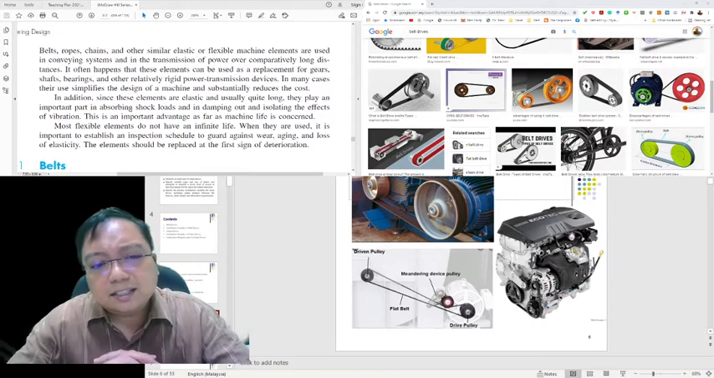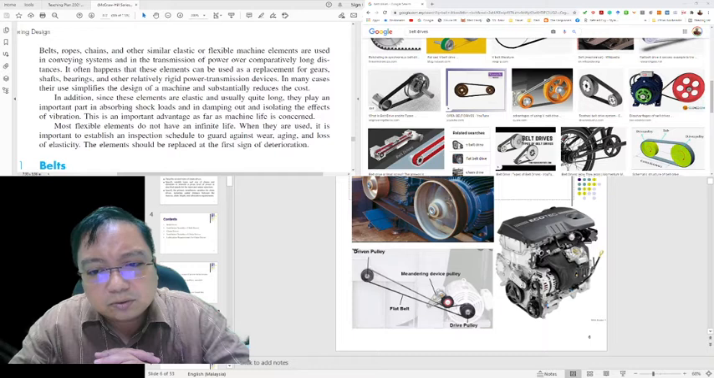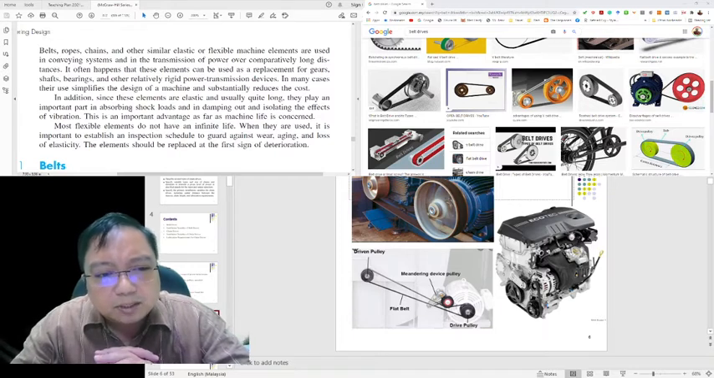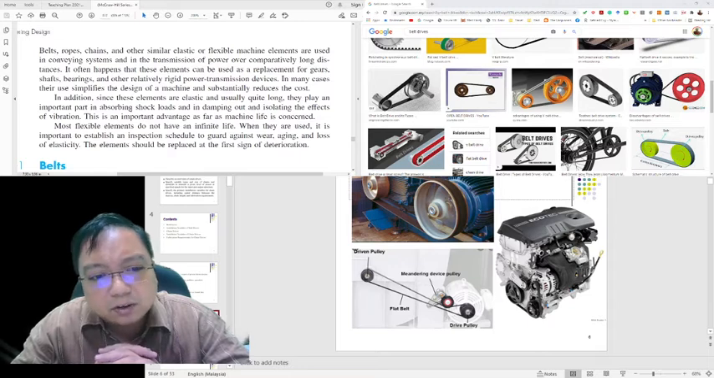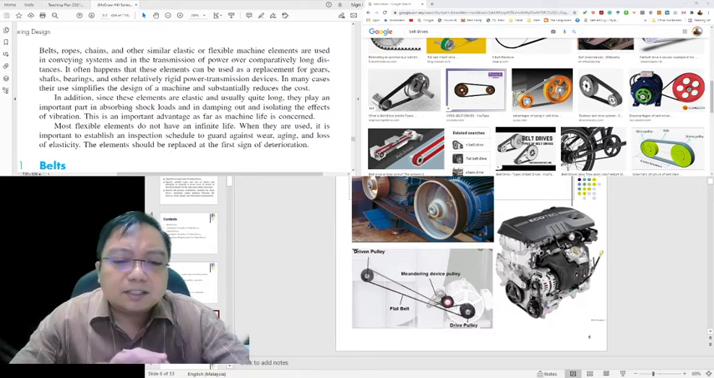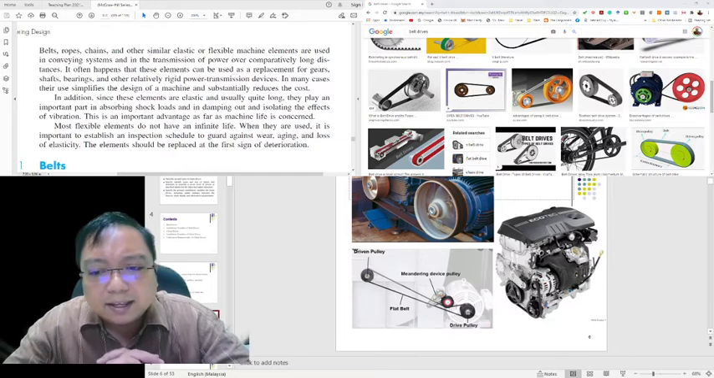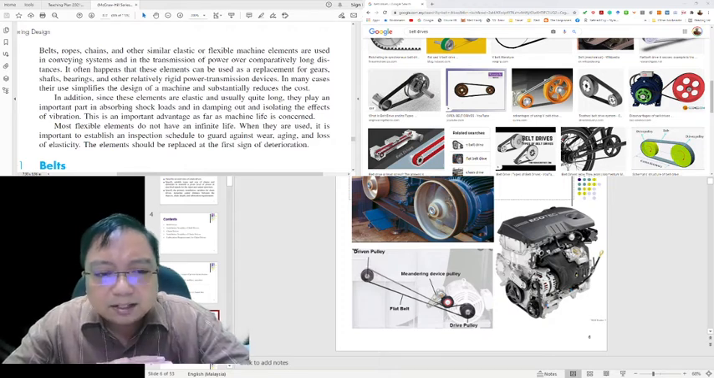In addition, these elements are elastic and usually quite long. They play an important part in absorbing shock loads and damping out and isolating the effects of vibration. This is an important advantage as far as machine life is concerned. Most flexible elements do not have an infinite life. When they are used, it is important to establish an inspection schedule to guard against wear, aging, and loss of elasticity. These elements should be replaced at the first sign of deterioration.